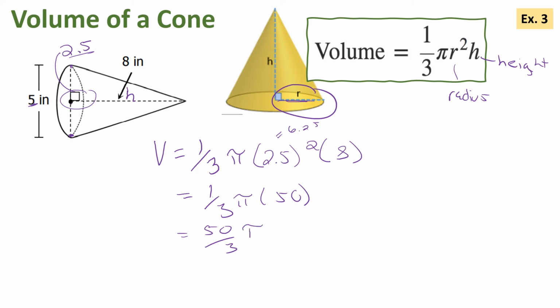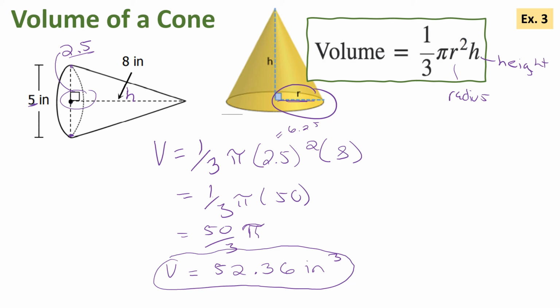You could put all of this in your calculator at once, but I'm just breaking it down to make sure I get the correct answer. So I'm just doing it step by step. Now, I could do 50 times pi. So you just hit your pi key, then divide it by 3. Or you can do 50 divided by 3 times pi. Either way. So at this point, hopefully, you know that you can multiply in several ways. Doesn't matter what you multiply first. But I'm going to get 52.36 inches cubed for the volume of this cone. And that is it.